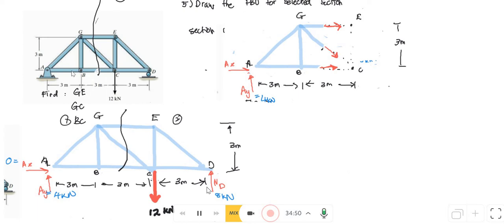Now, we have drawn the FBD for the selected section. We choose section 1. The next step is you have to solve the problem using equations of equilibrium. So number 6, solve using equations of equilibrium. It means that you can use summation of moment equal to 0, summation of Fx equal to 0, summation of Fy equal to 0.